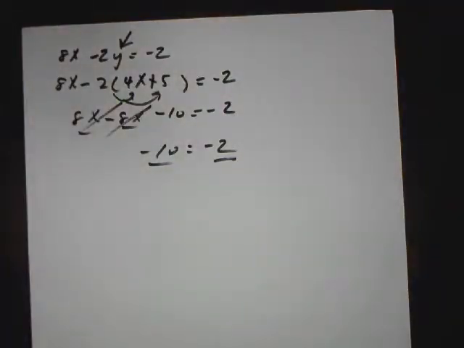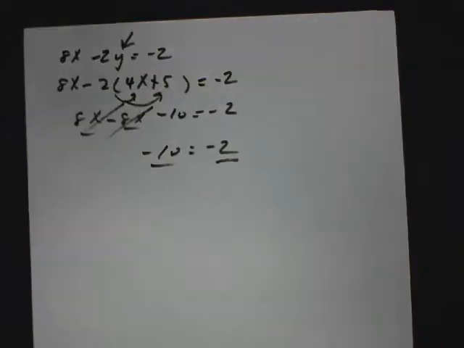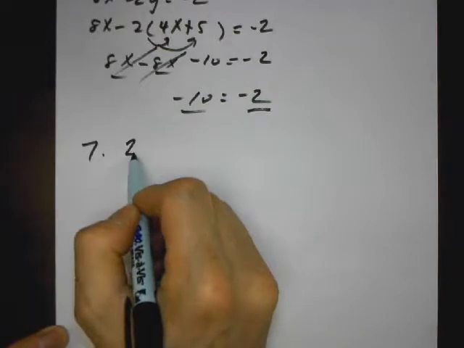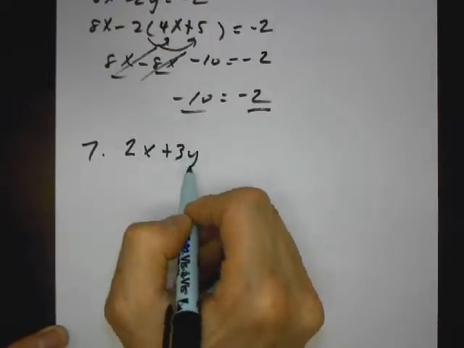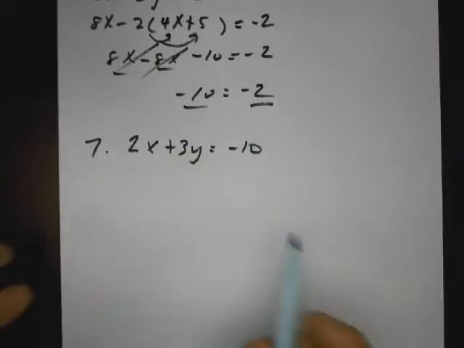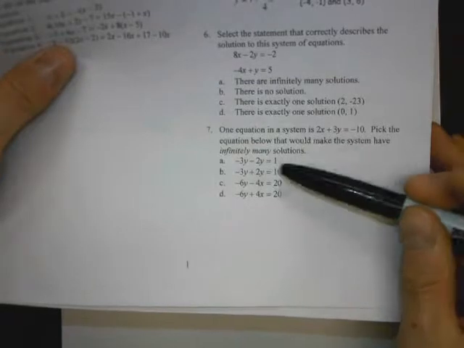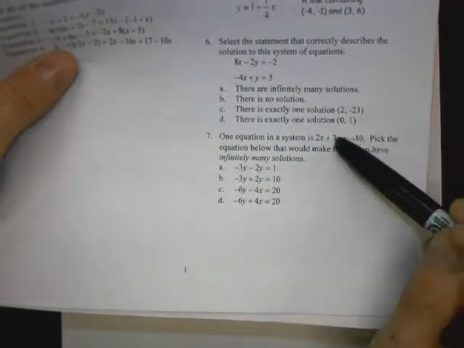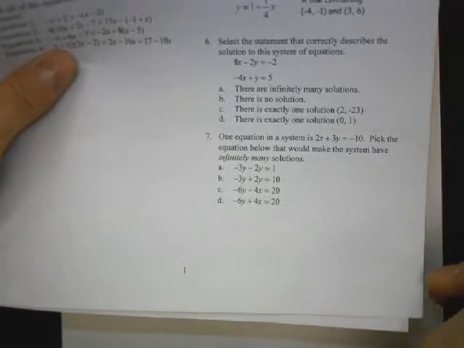Okay, number 7. What am I talking about? Number 7. Okay, so 7, they give us an equation, part of a system. We have 2x plus 3y equals -10. We're going to pick the equation that has infinitely many. So, if it's infinitely many, it's the same equation. So which one of these was multiplied by the same? Everything multiplied by the same number to get the same exact thing. Infinitely many means same line.